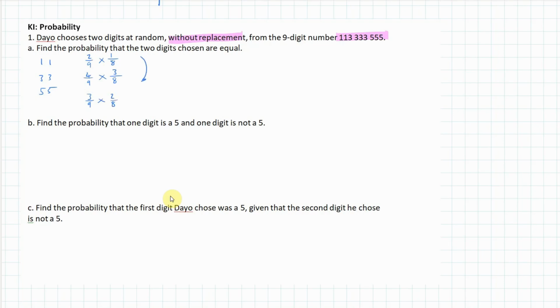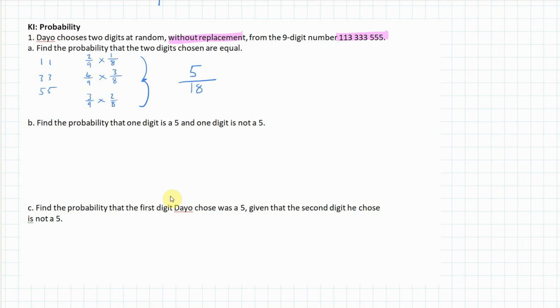Now if we add this all together, this ought to give us the total probability of getting 2 digits the same. Okay, now when I add those all together, I'm getting 5/18 is my final answer.